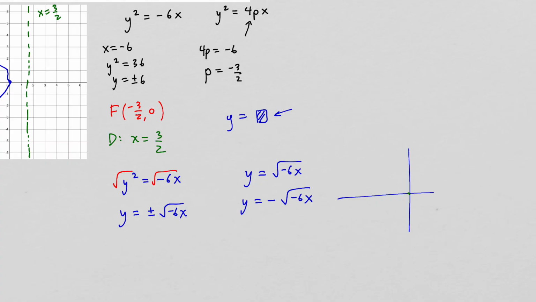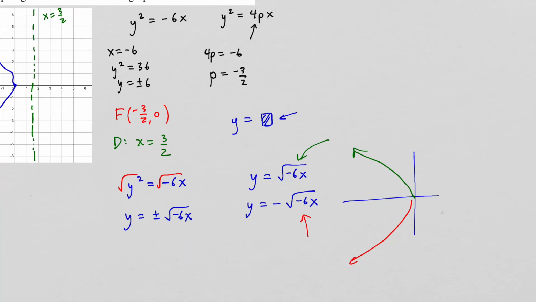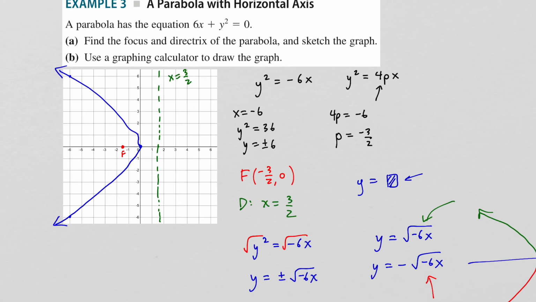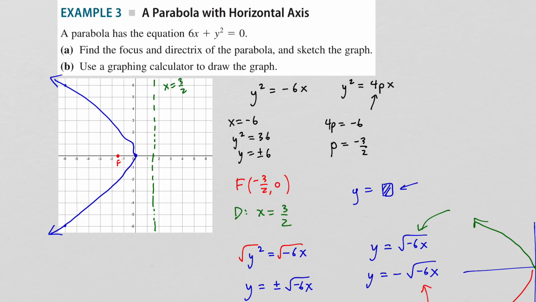And that's going to graph your parabola in two parts. It's going to graph the upper half, that'll be this one, and then it's going to graph the lower half, and that will be this one. So just a little tip there for plugging things in on your calculator. If you have to take a square root of both sides, because you have a square there, then you're going to get plus or minus, and that means it has two parts.